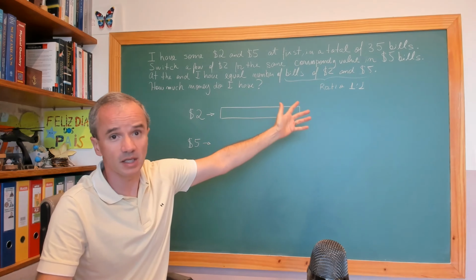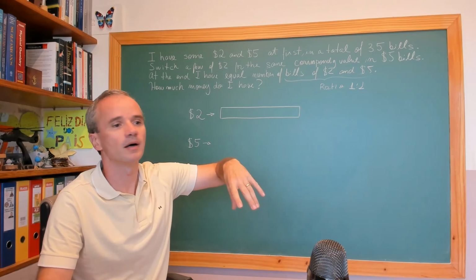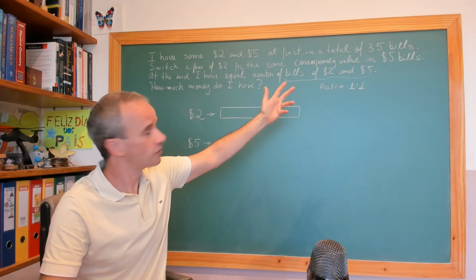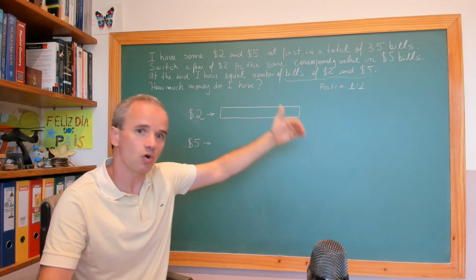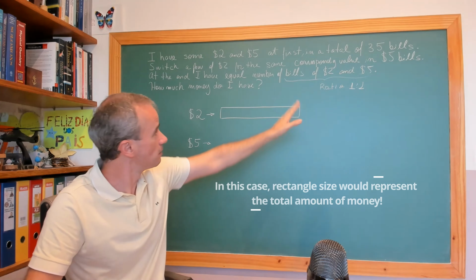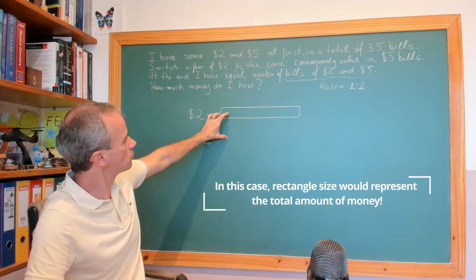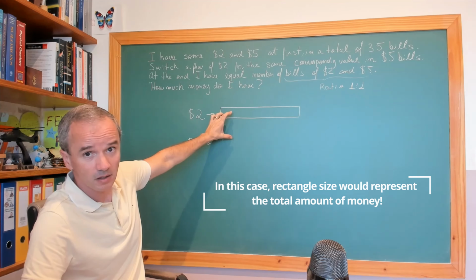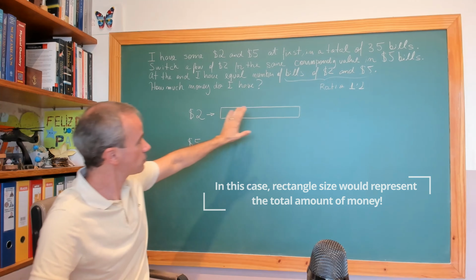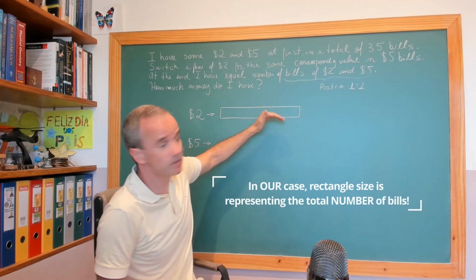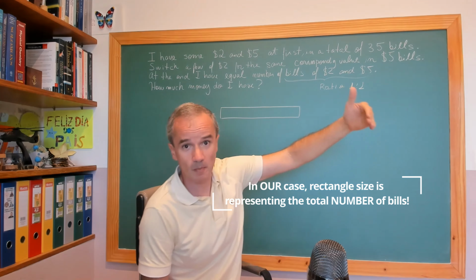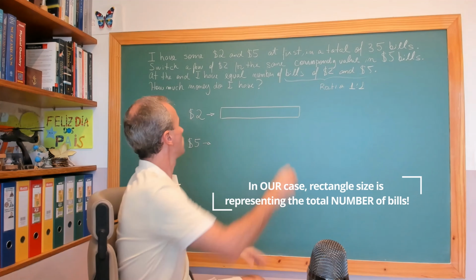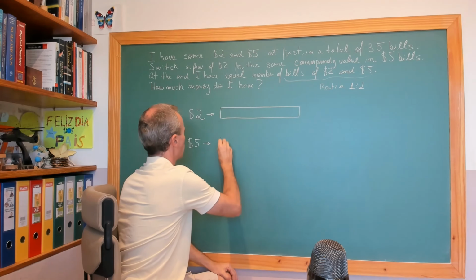Maybe the problem could be like this: the total amount of money of 2s is the same as the total amount of money of 5s. If they said it like this, we might have drawn those rectangles representing money, not amount of bills. But in this case, it's going to be the amount of bills because we have a ratio representing the amount of bills. So I know that I have more 2s than 5s.